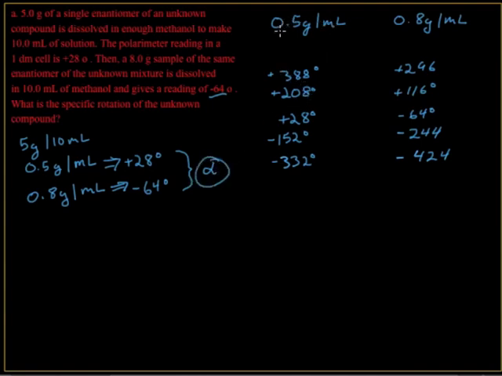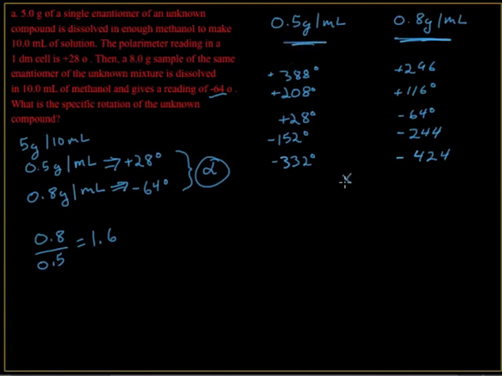So just to get an idea, we know that the one that's 0.8 grams per milliliter is more concentrated, so it's going to rotate the light more. But how much more? Well, 0.8 over 0.5. What is that? 8 over 5 is 1.6. So we're looking for a value in this column that's 1.6 times the one in this column.